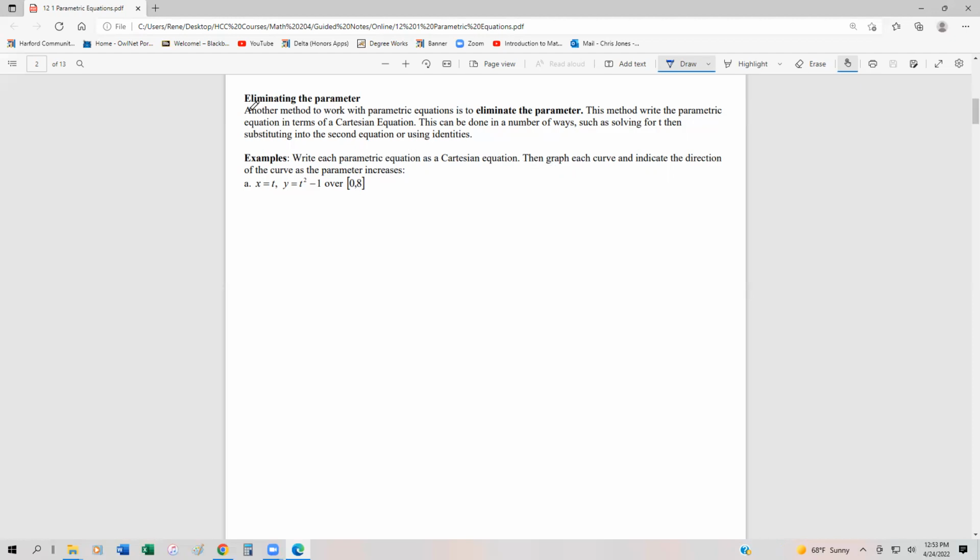All right, so we have x equals t, y equals t squared minus 1, for t from 0 to 8. The first thing we're going to do is find the initial and terminal points. When t equals 0, x is equal to t, which is 0, and y is 0 squared minus 1, which is negative 1. So it starts at the point (0, -1).